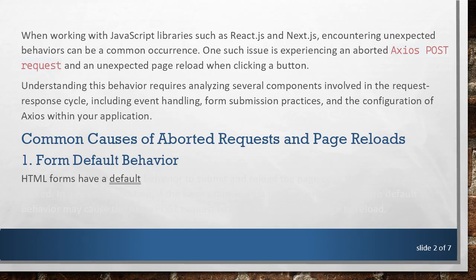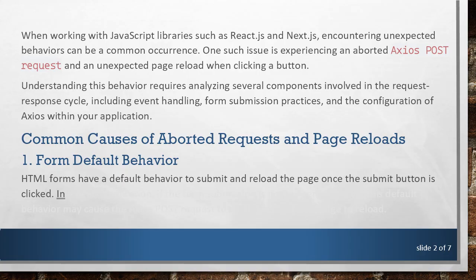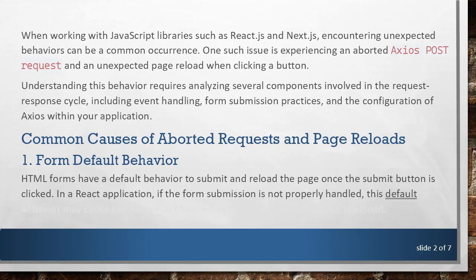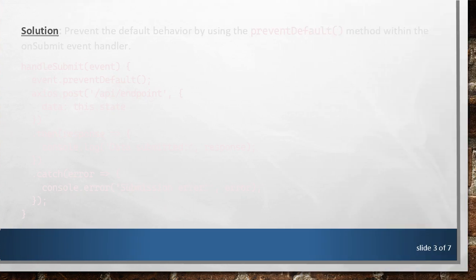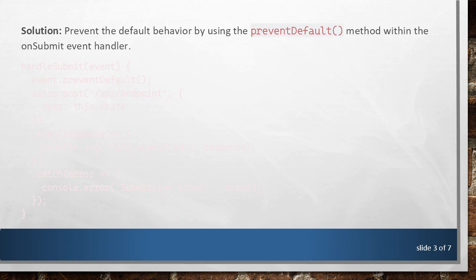HTML forms have a default behavior to submit and reload the page once the submit button is clicked. In a React application, if the form submission is not properly handled, this default behavior may cause the Axios post request to be aborted and the page to reload. Solution: prevent the default behavior by using the preventDefault method within the onSubmit event handler.